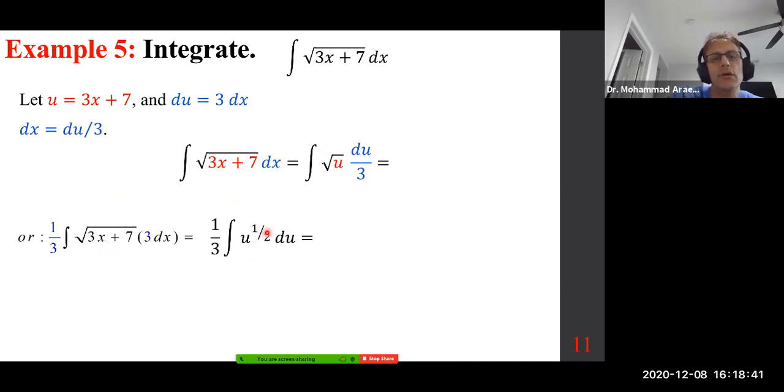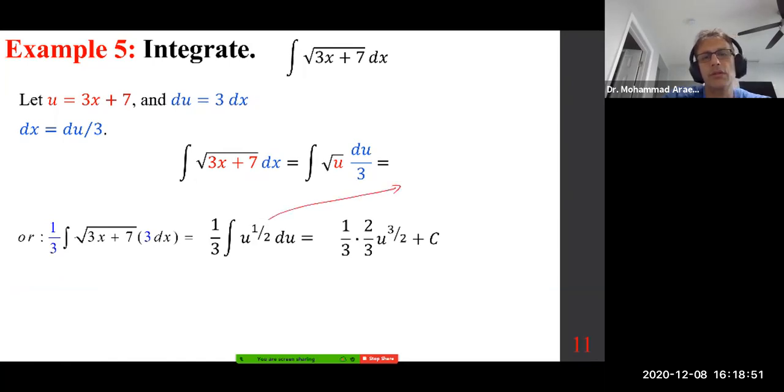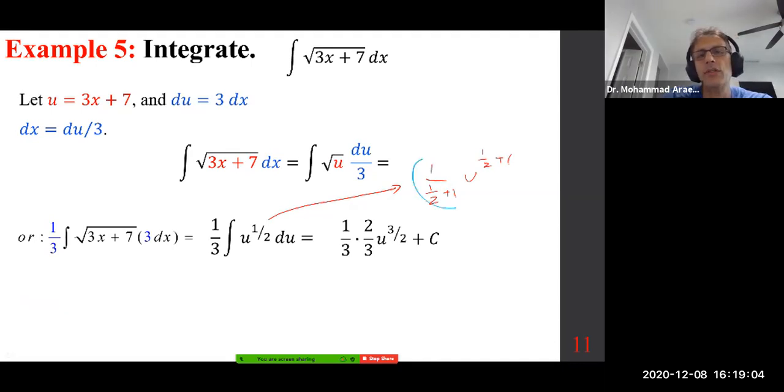Now you have to integrate this. Okay, let's just quickly see that we've done it many times, but in case. So when you integrate this, you get 1 over 1/2 plus 1, u to the power of 1/2 plus 1. 1/2 plus 1 is 3/2, so this piece is 2/3. That's how we get this number, okay? So 1/3 times 2/3, which is 2/9, and you can replace it.